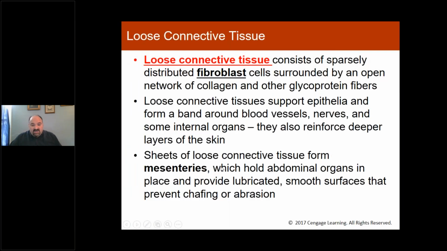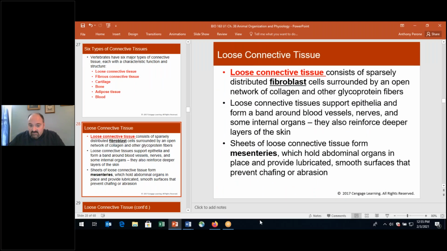As far as loose connective tissue, it forms mesenteries. These mesenteries are present in the abdominal cavity, and they really act as a protective layer, right, preventing chafing or abrasion, holding the abdominal organs in place, and providing lubrication. So they're really like an apron of tissue surrounding and covering the abdominal organs. Let me show you. I would like to show you that also.